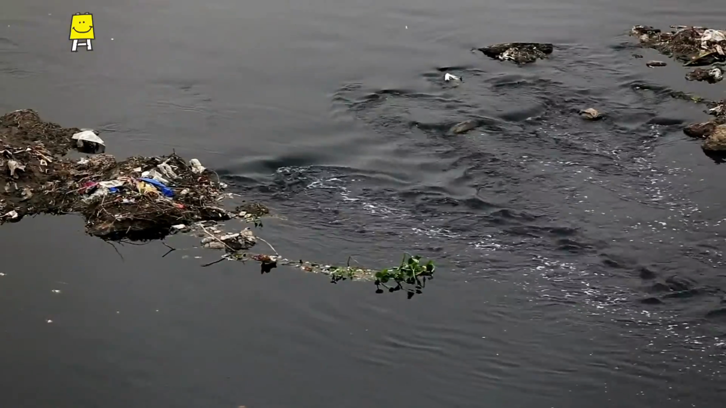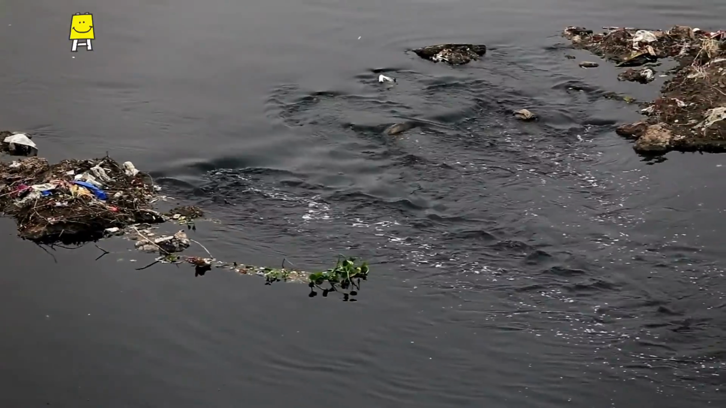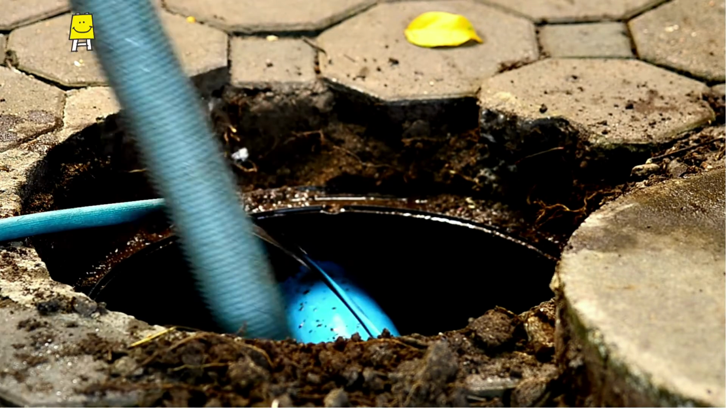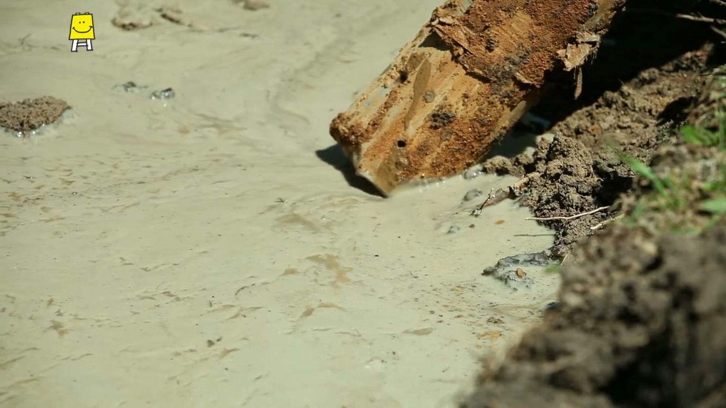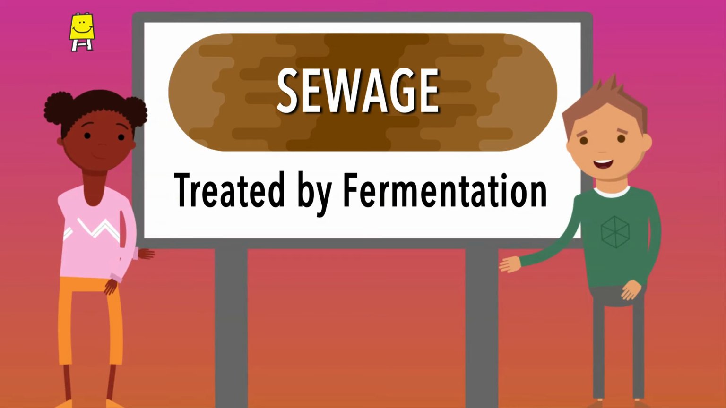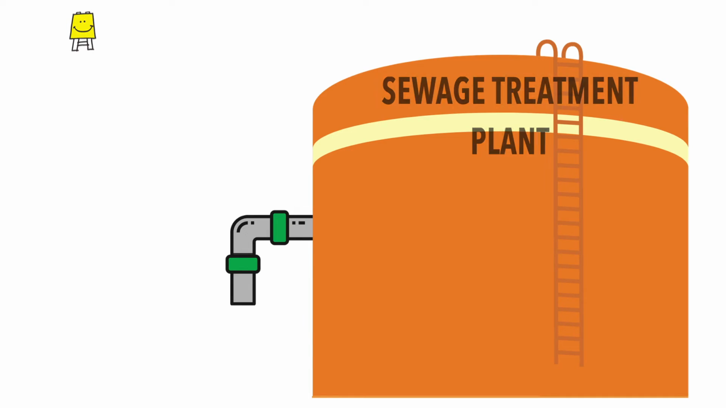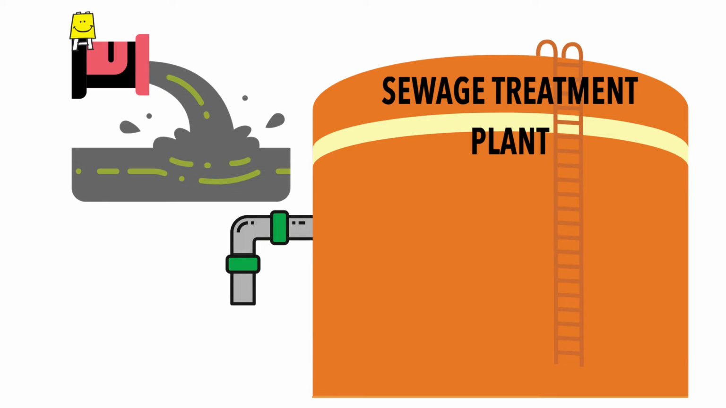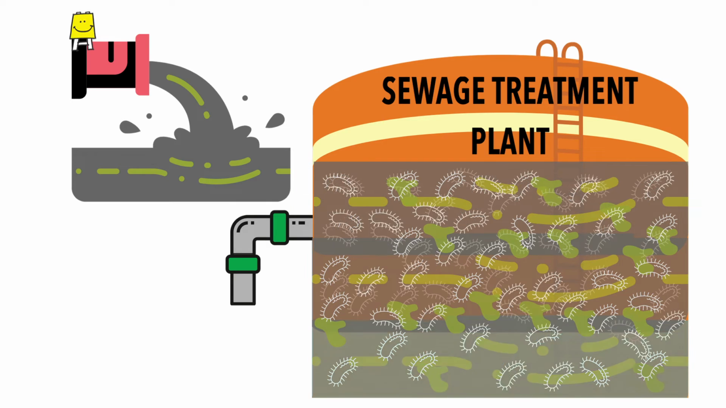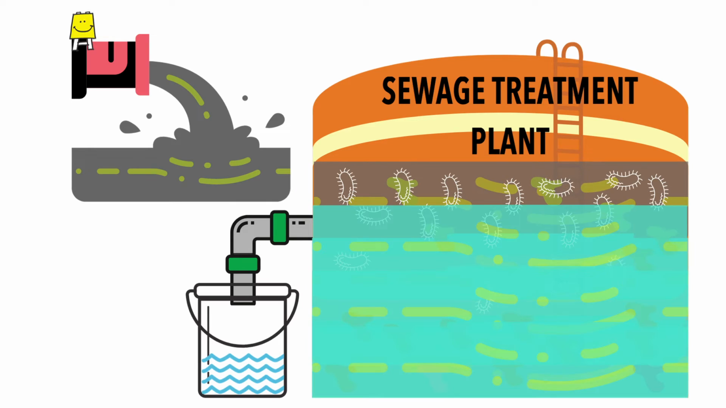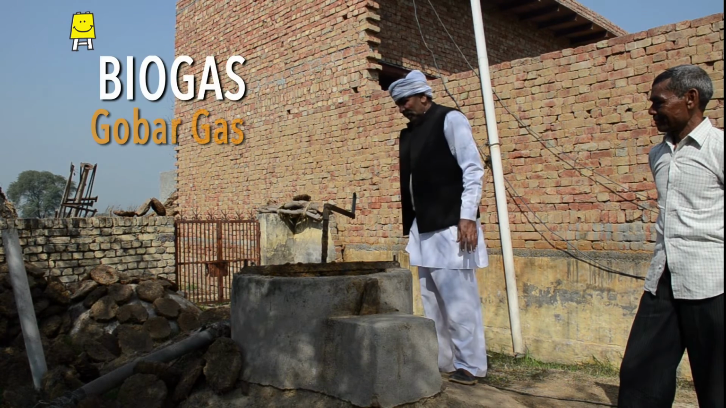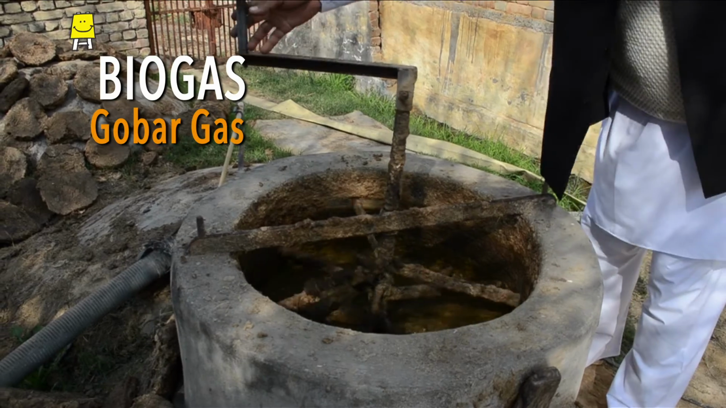Sewage, the wastewater from homes and factories, cannot be directly released into the rivers, sea, or soil. Treating the sewage and breaking down the organic matter in it is also done by the process of fermentation. Sewage is taken into large treatment plants where bacteria ferment the organic matter, and then the remaining water is allowed to flow out. Fermentation is a natural process.